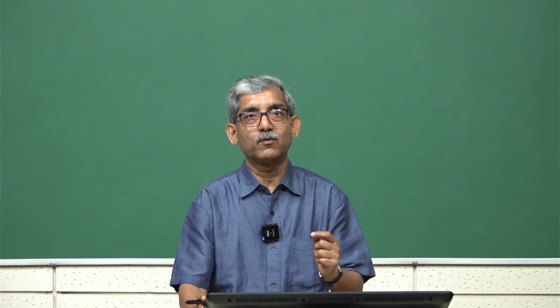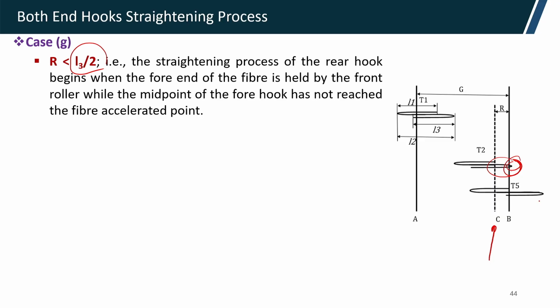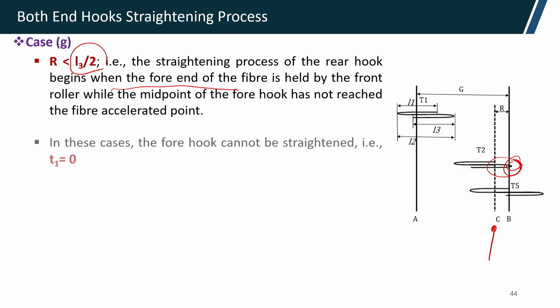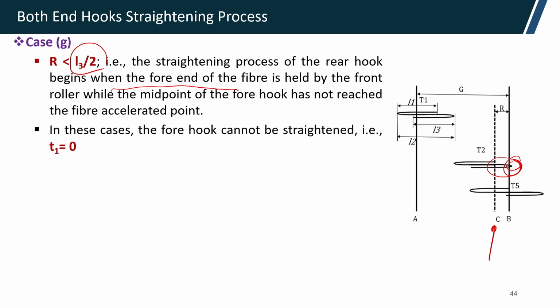The straightening process of the rear hook begins when the fore end of the fiber is held by the front roller, while the midpoint of the fore hook has not reached the accelerating point. So, in that case what will happen? In this case the fore hook cannot be straightened. So, that cannot be straightened here.